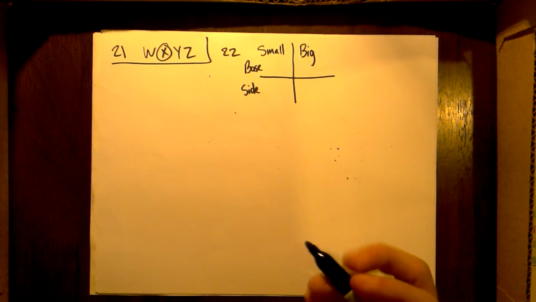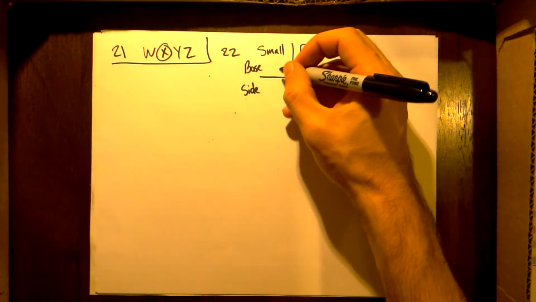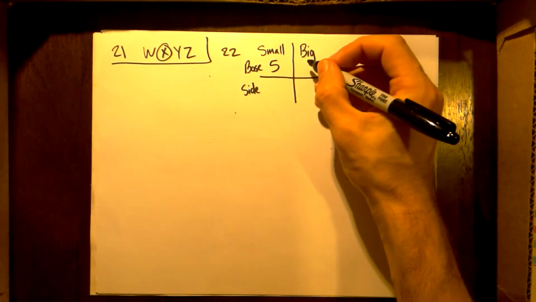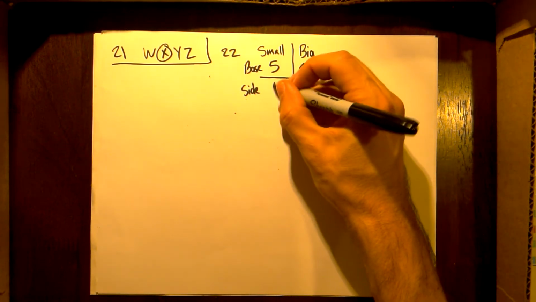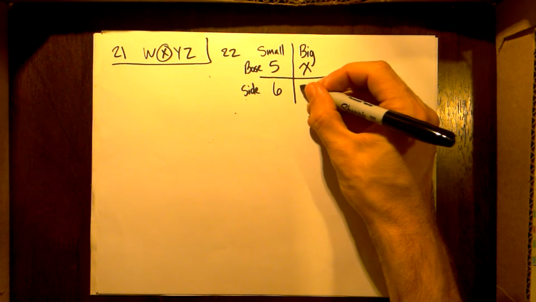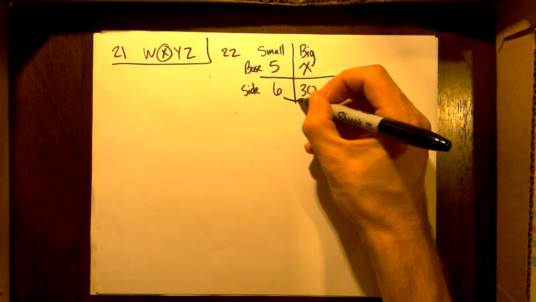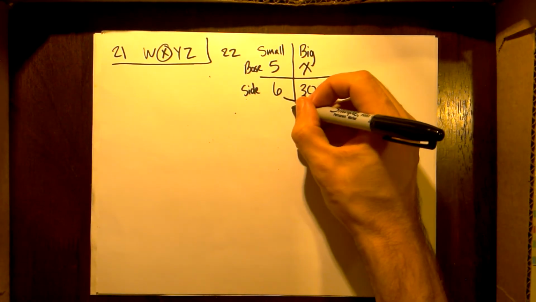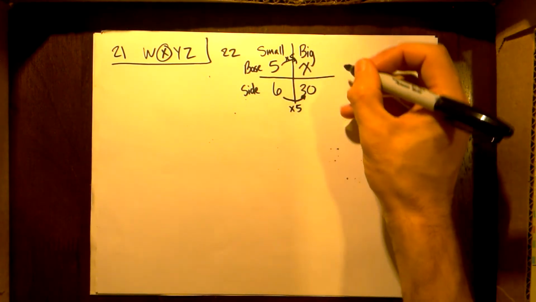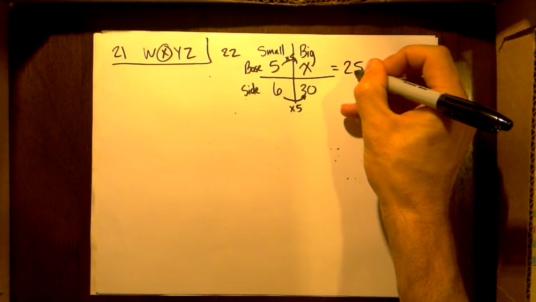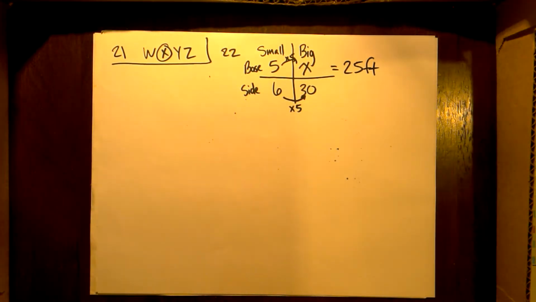They are proportional because they are similar. The small base is 5. The big base is X. The small side is 6. The big side is 30. Once again, because they're proportional, we can find a relationship. That's times 5. So 5 times 5 would equal 25 feet.